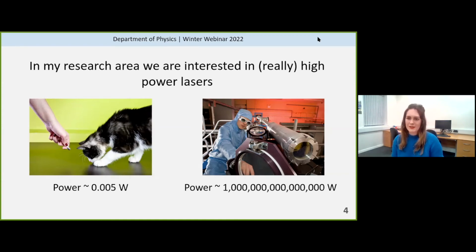But the question is, how do we take the principles of how a laser pointer pen works and scale it up that much so that we're able to create these super powerful lasers? How on earth do we get from a laser pointer pen to something that's millions of times more powerful?